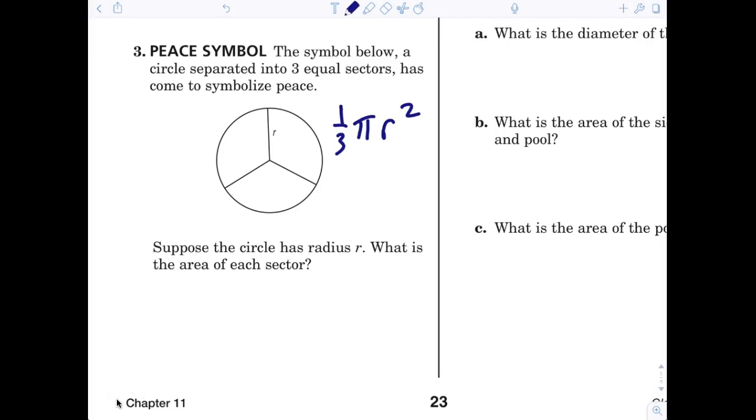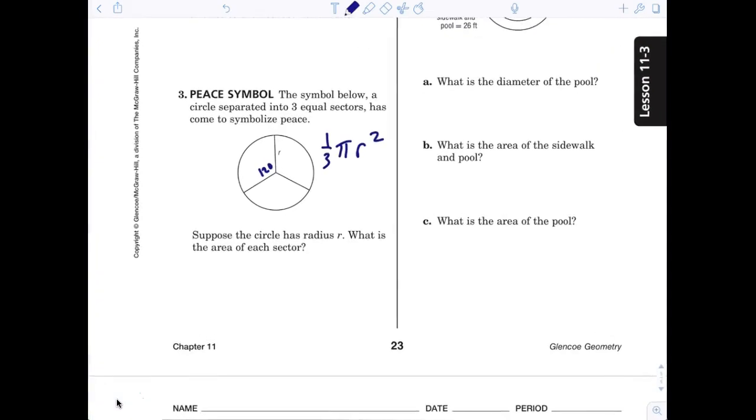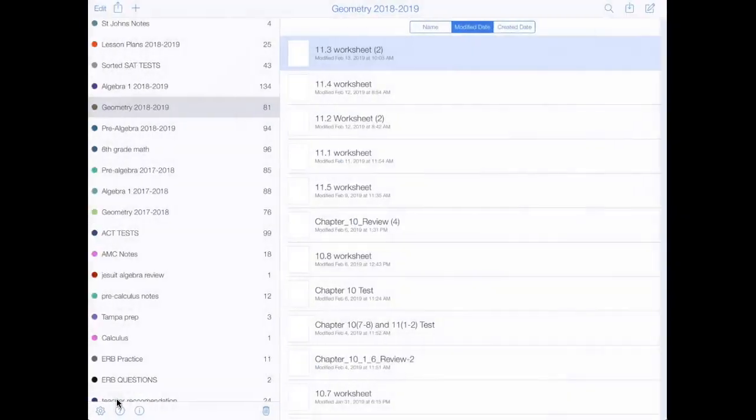The area of the circle would be pi r squared. Each sector is an equal part, which means that's 120 degrees. So it's just 1/3 of the circle, not 1/12. All right, anybody else before we get started? Pretty easy. All right, so here we go.